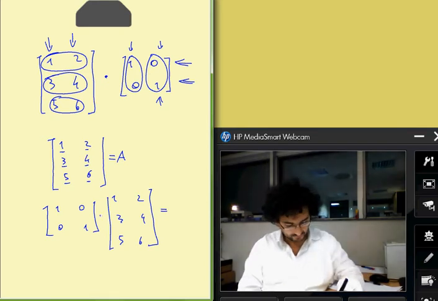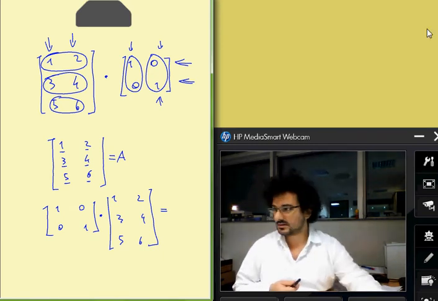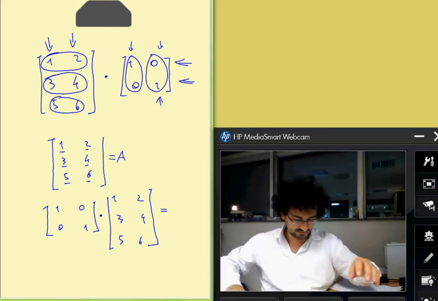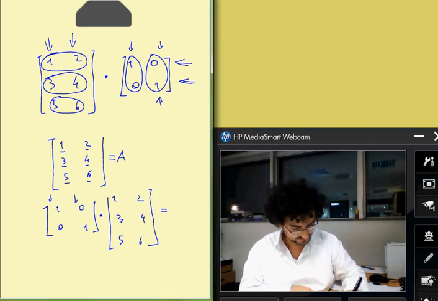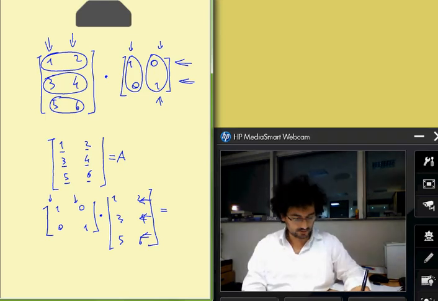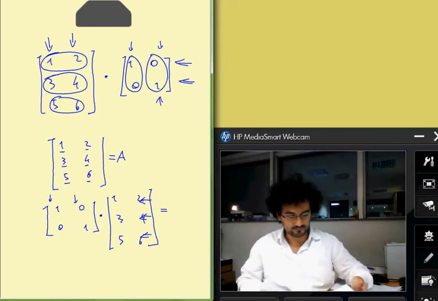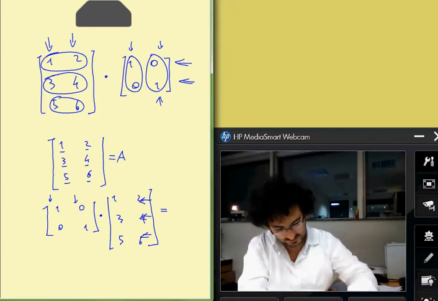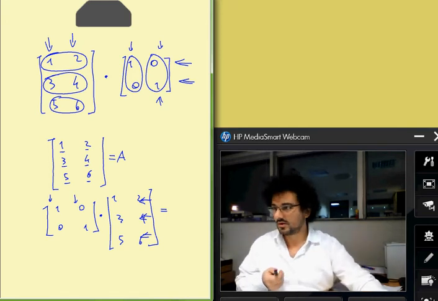Is it possible to perform this product? No, this product is not possible in this case, because the number of columns of the first matrix is 2, but the number of rows of the second matrix is 3. But if we consider a square matrix A, in this case we get the relation on both sides.